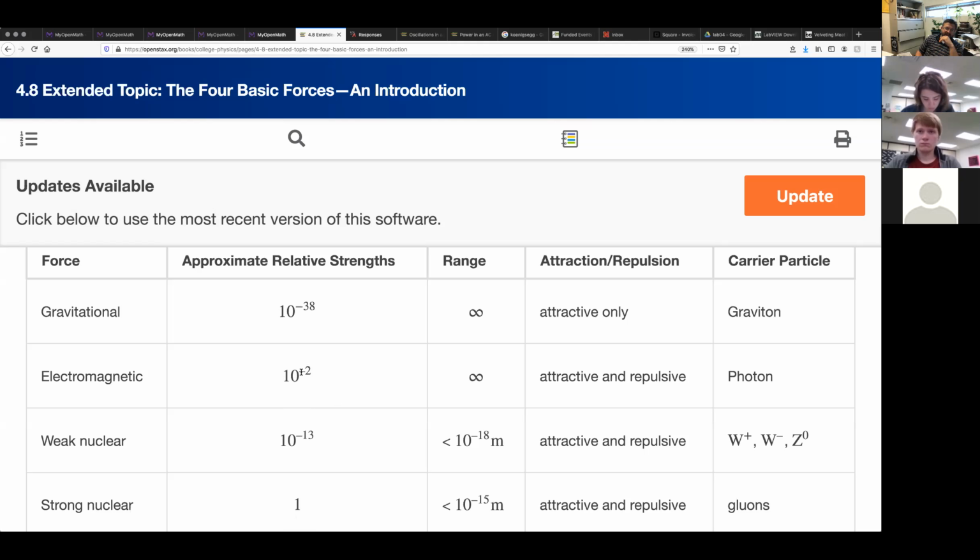To say how much bigger the electromagnetic force is than the gravitational force, you have to kind of make up words. It's like a gazillion times bigger, because there's no word for 10 to the 36 times bigger. That's just such a huge number. But this is much, much stronger than the gravitational force, but it is still quite a bit weaker than the strong nuclear force.